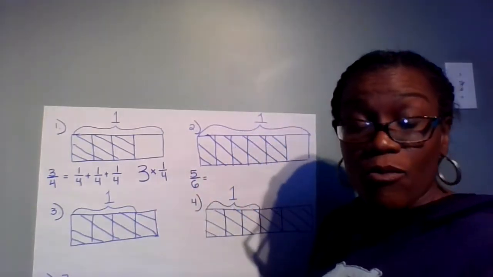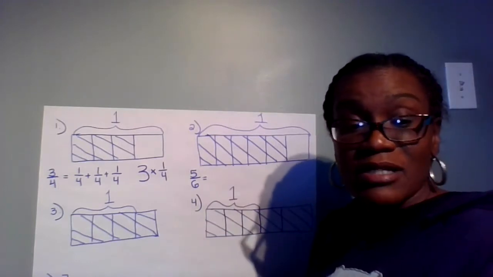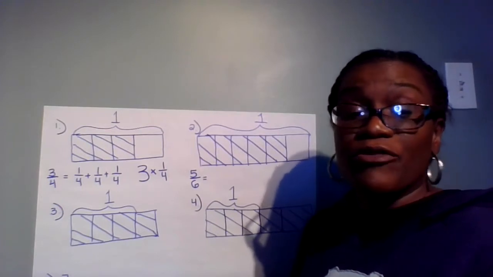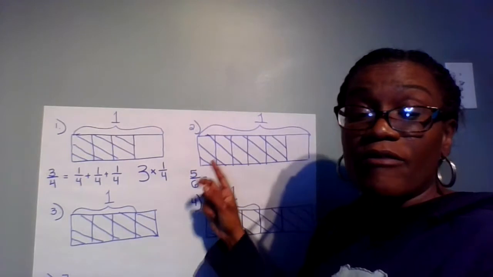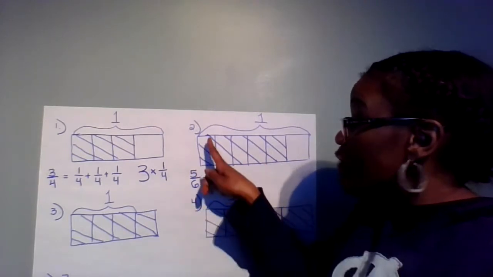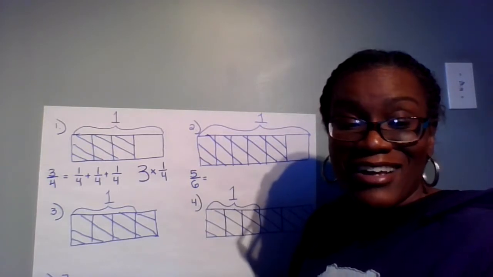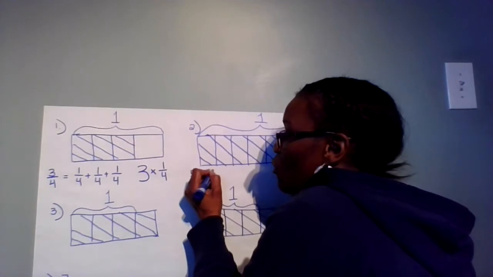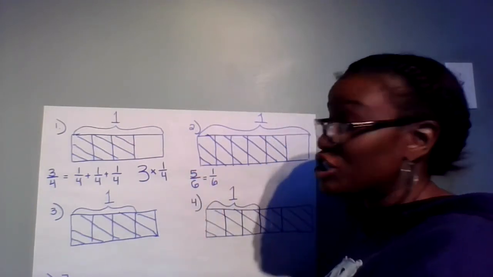So now we're going to write 5/6 as an addition sentence using only unit fractions. And remember, unit fractions are just one part of that whole. So if I was just going to name one part, what would that one part be? That's right. You guys are so smart. 1/6. So we have 1/6. Let's write the rest of our addition sentence.